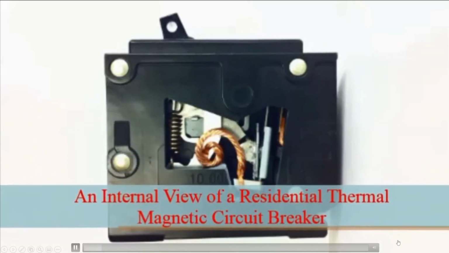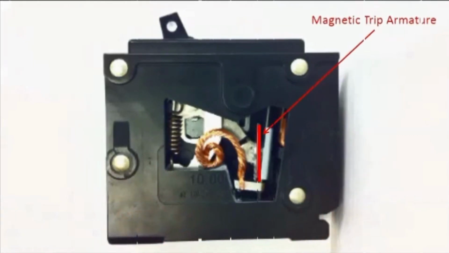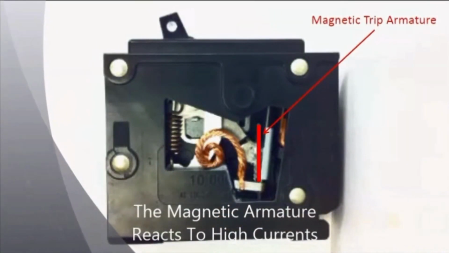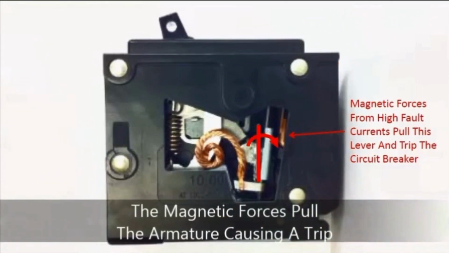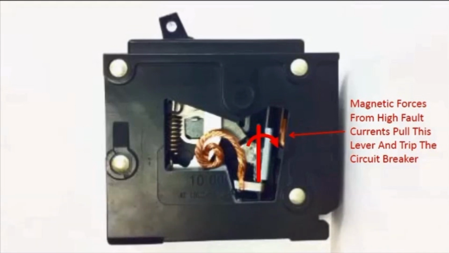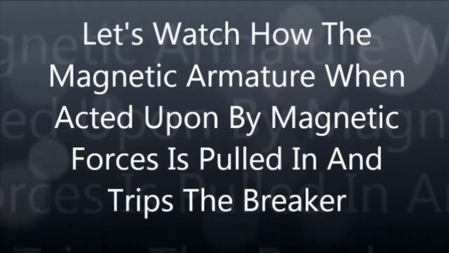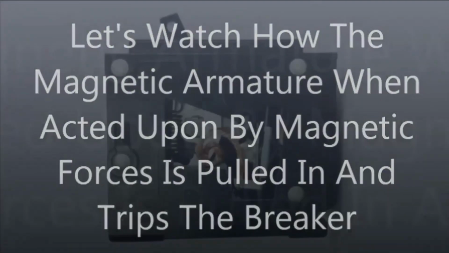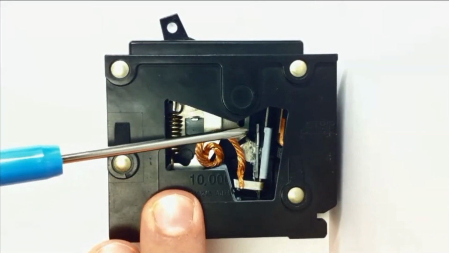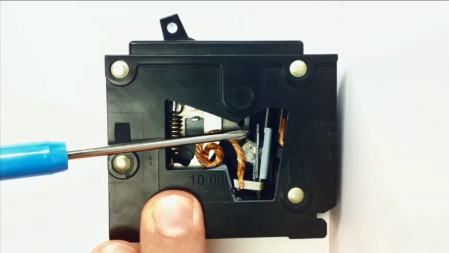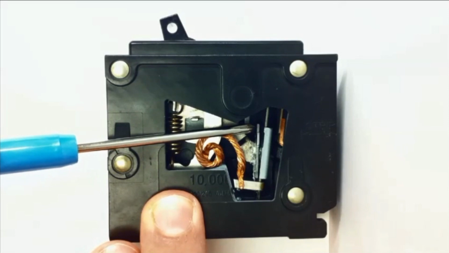All right, so what you're looking at is an internal view of a typical residential molded case circuit breaker. There's your magnetic trip, that's your magnetic, I call it the clapper. The magnetic forces pull in this plate, which holds the latch that holds that breaker closed. And this is in slow motion: when that magnetic force pulls that plate in, the latch will drop and the circuit breaker will open.